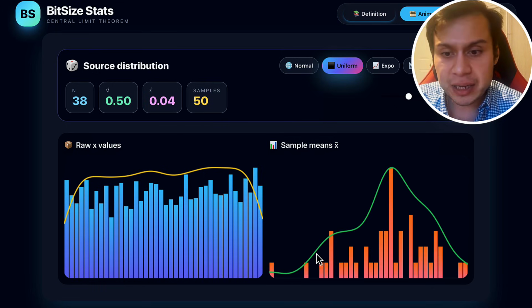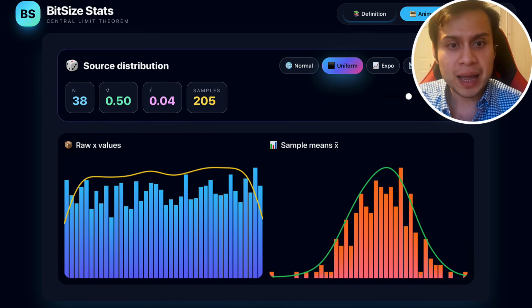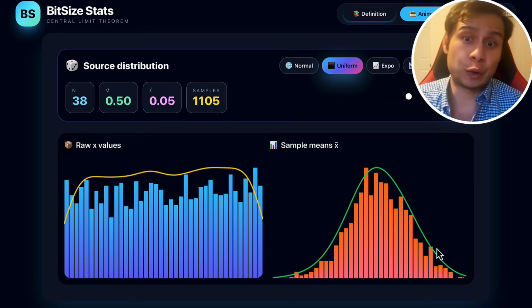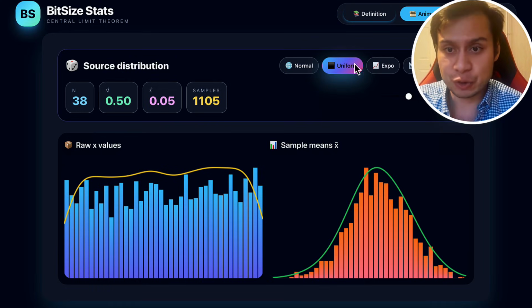After 50, our sampling distribution of the mean looks like this. After 205, it looks normal already. Let's draw more and more. Let's stop around 1,100. And it's already looking normal. So that's a uniform distribution.